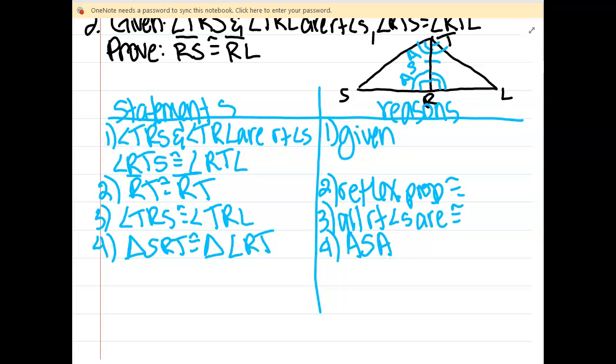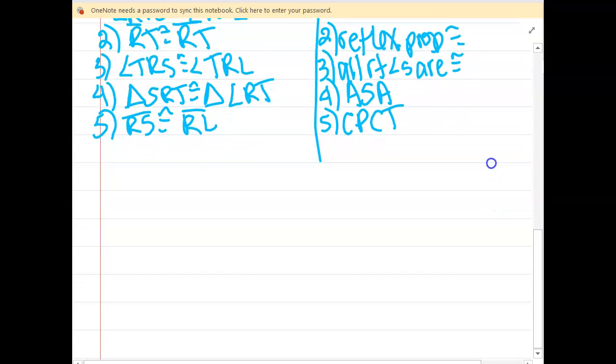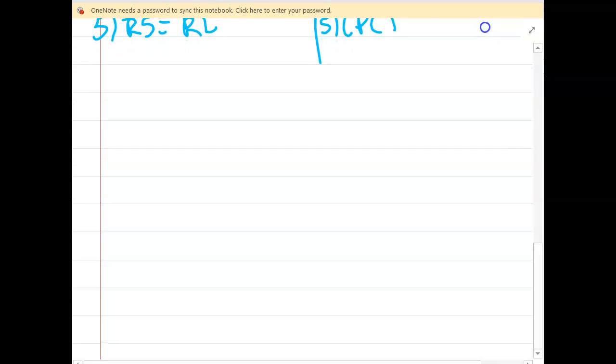Now that I've shown that the triangles are congruent, I know that RS is congruent to RL, and I know that because of CPCT, congruent parts of congruent triangles. Like I said, it's more of just practice what we've already been doing, with one extra, really pretty easy step. Okay, last one here.